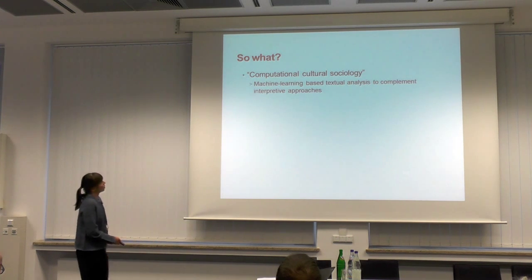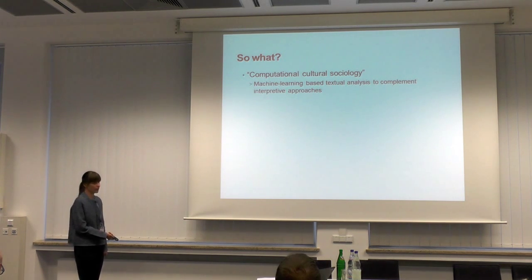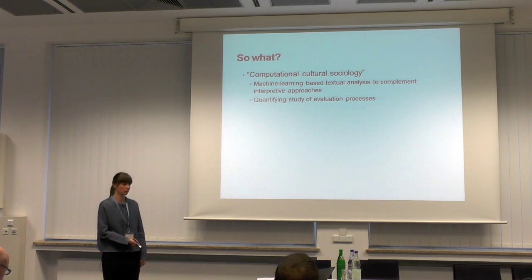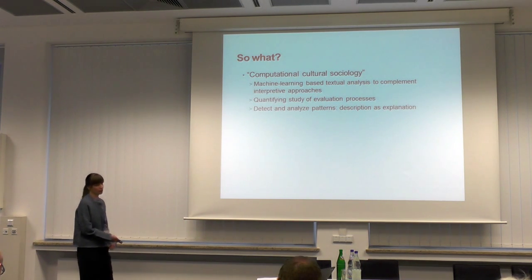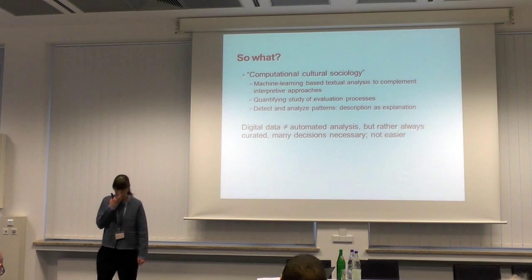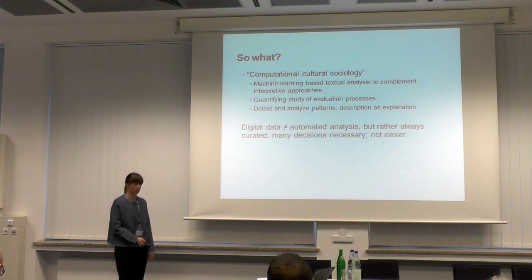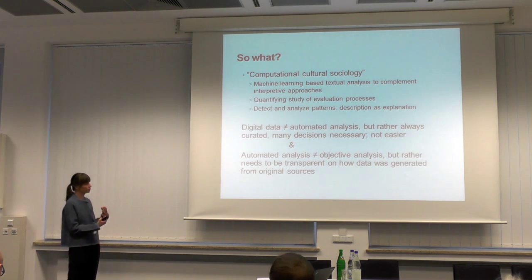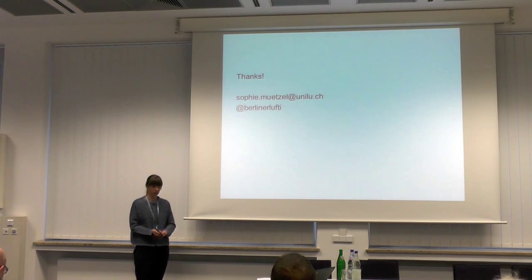Okay. So what I wanted to suggest is to use machine learning to analyze texts, to complement interpretive approaches, to quantify the study of evaluation processes nevertheless, and to detect and analyze patterns that may serve as a description for explanation. Now, digital data is not equal to an automated analysis, but always curated. Decisions are necessary, not necessarily easier. And automated analysis is not necessarily an objective analysis, but rather needs to be transparent on how the data was generated from the original sources. Thank you very much.